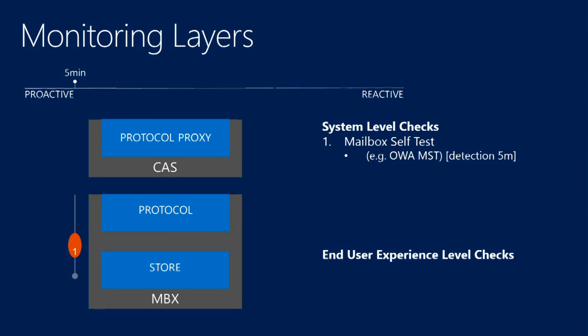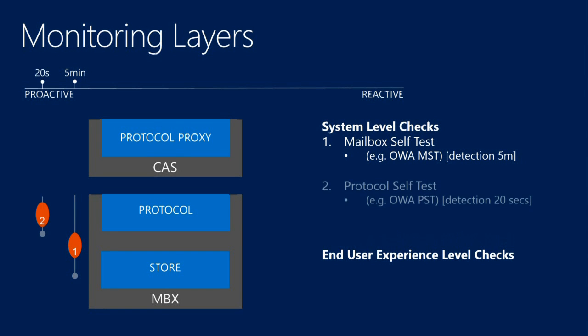Now, in the case of the mailbox self-test, that's really going only as deep as this one layer. So you see this number 1 here that goes all the way from store to protocol. So the mailbox self-test is just testing that part of the mailbox access. Is the store up and running? Is the replication service up and running? Is search up and running? And so forth. It's a very quick and lightweight test. Are the protocols on the mailbox server functioning properly?